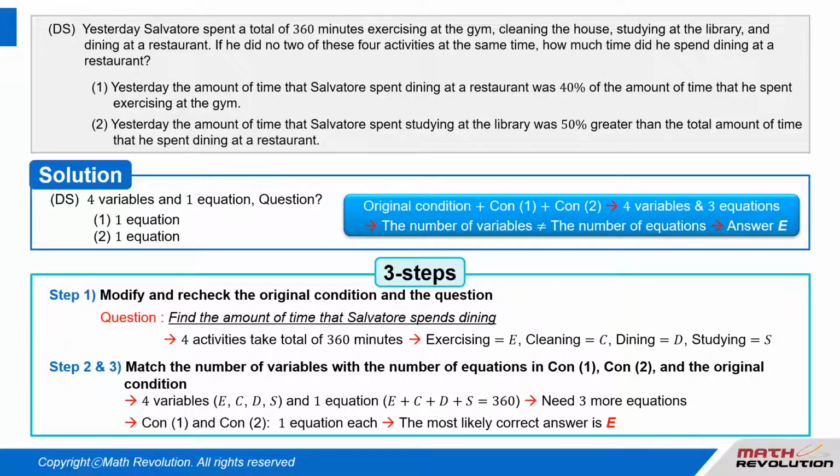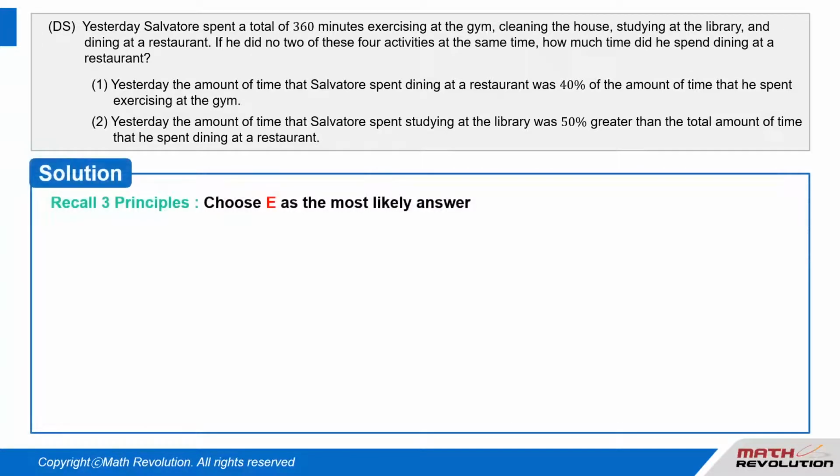This is the true benefit of the variable approach. The answer is already determined by the original condition instead of solving the question by substituting in condition 1, condition 2, and conditions 1 and 2 as suggested by the official guide. Recall 3 principles and choose E as the most likely answer. Let's take a look at both conditions together.